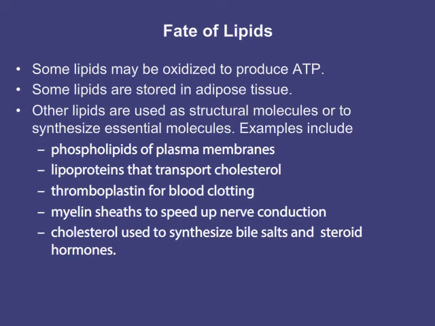Examples include phospholipids, which are used to construct plasma membranes of cells, lipoproteins that are used to transport cholesterol, and thromboplastin, which is important for blood clotting. Another important function of lipids is they are used to synthesize the myelin sheath of neurons. Remember, neurons transmit information via nervous impulses, and by having this myelin sheath, we can greatly accelerate the speed of nerve transmission. And finally, we should also remember that cholesterol is a lipid that can be used to synthesize bile salts and also our steroid hormones such as estrogen and testosterone.